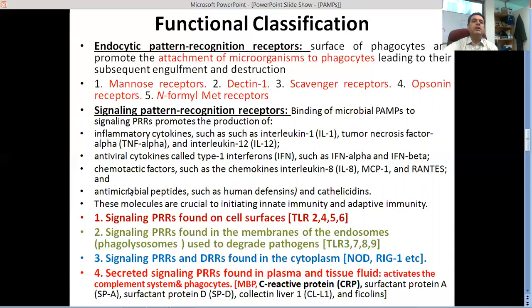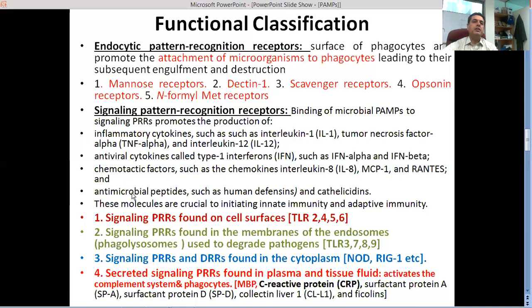And number 3, chemotactic factors such as chemokines, interleukin-8, MCP1, and RANTES, etc. Number 4, antimicrobial peptides such as human defensins and cathelicidins. These molecules are crucial to initiating innate immunity and adaptive immunity. So these signaling pattern recognition receptors again are of 4 different types.